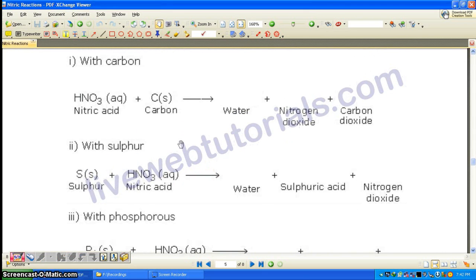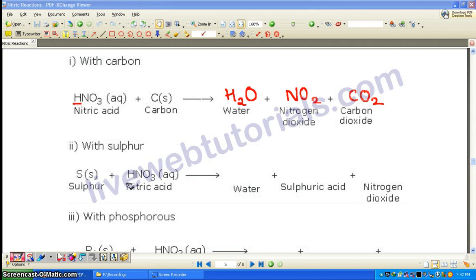The first reaction is reaction with carbon. Carbon obviously will get oxidized to carbon dioxide, which is over here, and in the process nitric acid itself will get reduced to nitrogen dioxide, so that is going to produce NO2, and the other product is water, H2O. We can start balancing this equation.